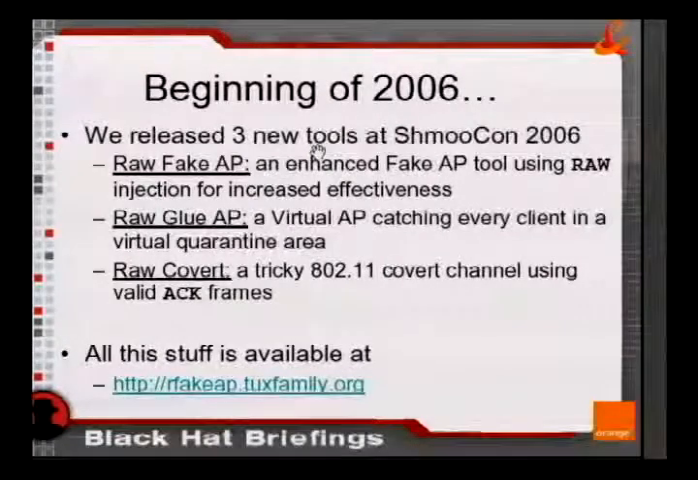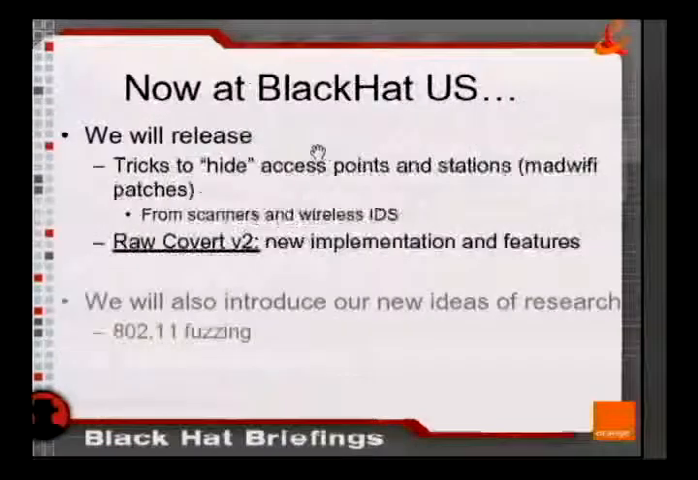Today we're going to speak about more stuff like this. We will release 2 tools to hide. The first tool, the idea is to hide access points and stations. We will release Mad Wi-Fi patches. And the second tool is some covert channel. It's the advanced tool, raw covert version 2, which is a new version. We already presented raw covert 1 at ShmooCon. And the idea is to be able to build some covert channel on ACK frames, Wi-Fi very low-level ACK frames.